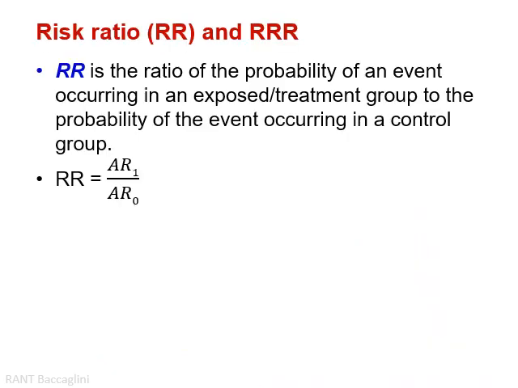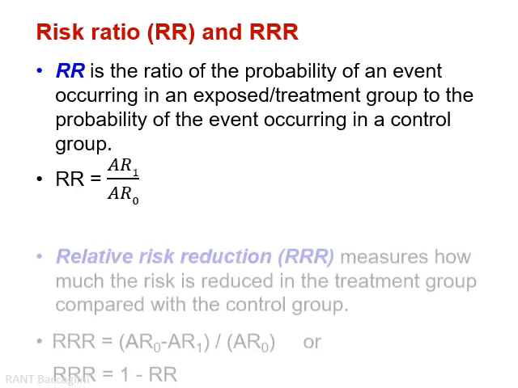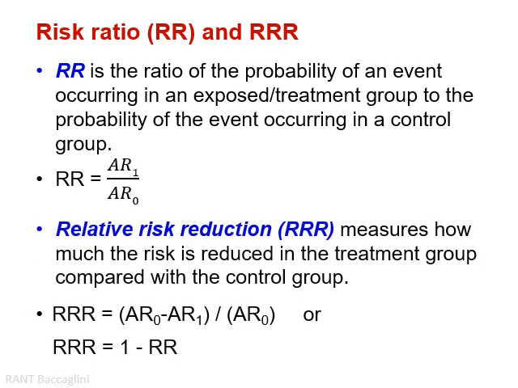Risk ratio is also reported, and that's preferable to reporting the odds ratio because this is a longitudinal study. And so risk ratio or risk difference would be the preferred measures to report. For the risk ratio, we simply divide the risk among the exposed by the risk in the unexposed. The relative risk reduction is then calculated by looking at how much of the risk is reduced in the treatment group compared to the control or unexposed group. And that is 1 minus the relative risk.